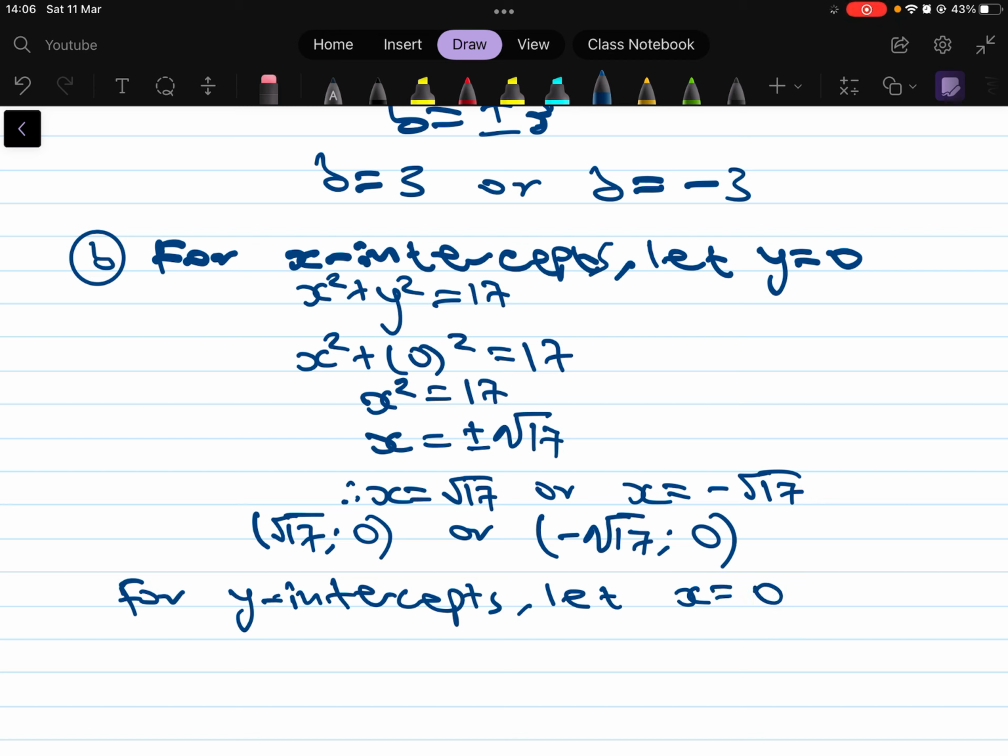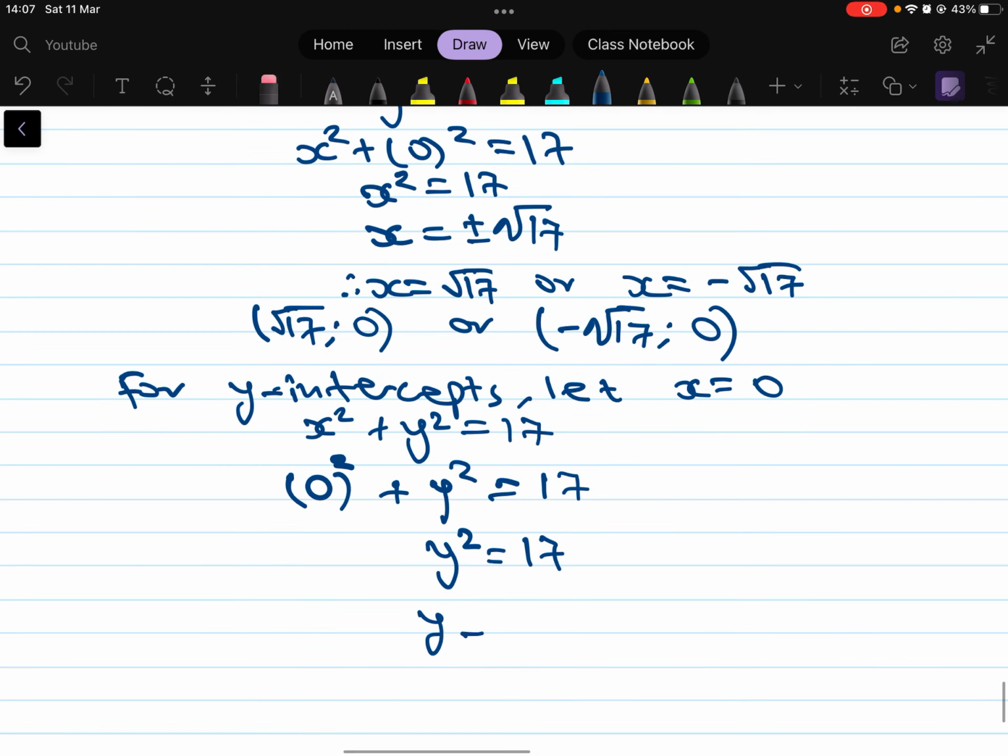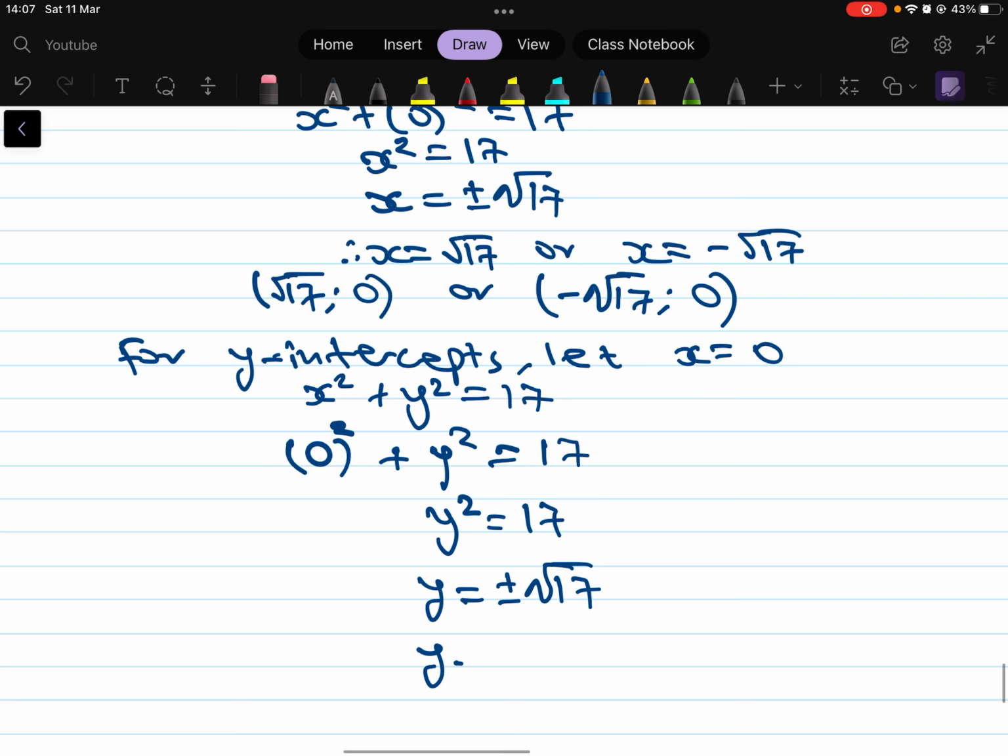We let x equal 0 for y-intercept. Remember, we are still using the same equation since we are still on the same circle. So we let x equal 0, plus y squared equals 17. Therefore y squared equals 17, which means y is equal to plus minus the square root of 17 again. As a result, let's start with the positive root of 17, or y equals negative root of 17.